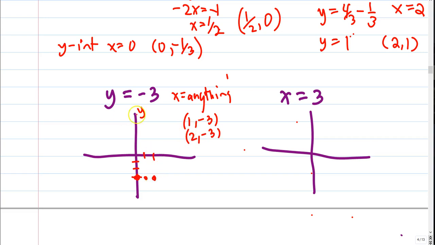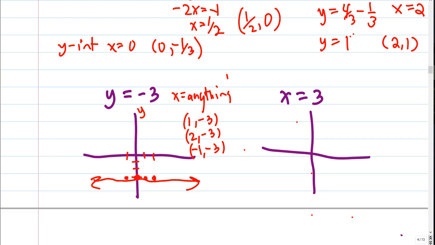2, -3. X could equal -1, and y would still be -3. X can equal anything as long as y stays at -3. What type of line am I getting as I'm filling in these points? Y equals -3 will always be a horizontal line. Why? Because x will equal anything, the graph will go left and right, but the y value is stuck. The graph cannot go up and down. The y value is stuck at -3. Y equals a number will always be a horizontal line at that y value.